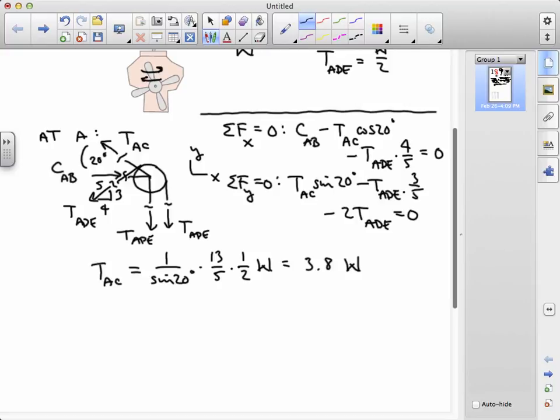Then from the first equation, we can take this expression for TAC, substitute that back, use TADE equals W over 2, and we get for the compression in AB that this is equal to 3.8 W times the cosine of 20 degrees plus 1/2 W times 4/5. And that number turns out to be equal to 3.97 W.